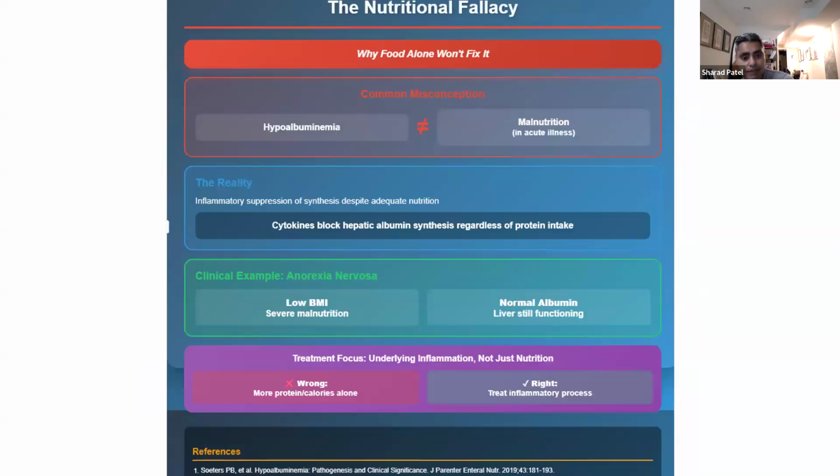So why food alone won't fix it? The traditional thinking is that hypoalbuminemic patients are nutritionally depleted, right? So that nutrition may improve that. This is not true. When you look at patients with severe anorexia nervosa, a lot of them have normal albumin levels because their liver is still functioning well. And it's not high inflammation.